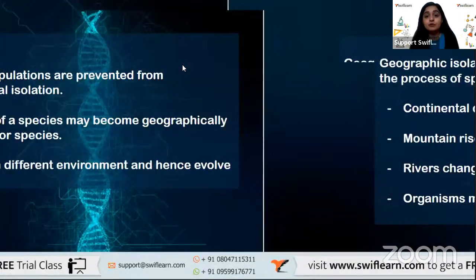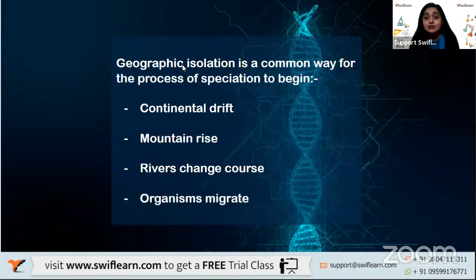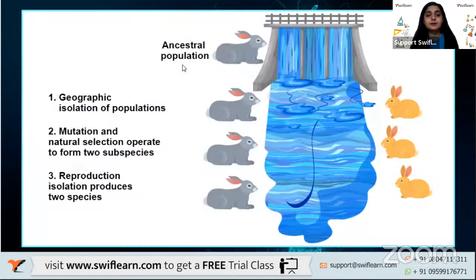On the other hand, moving further, geographical isolation is a common way for the process of speciation to begin. Maybe like continental drift, if you have heard about it, because of that there are different kinds of species. There were mountains that rose, rivers changed courses, or organisms migrated, moving from one place to another.